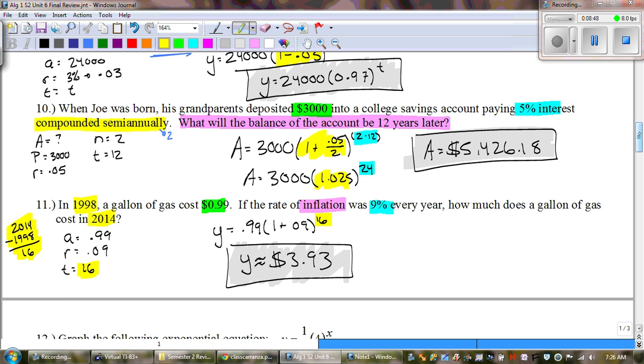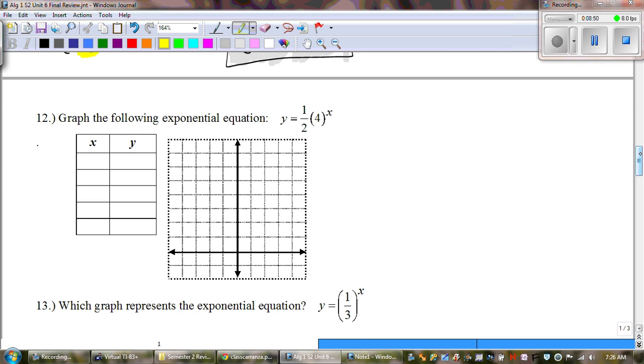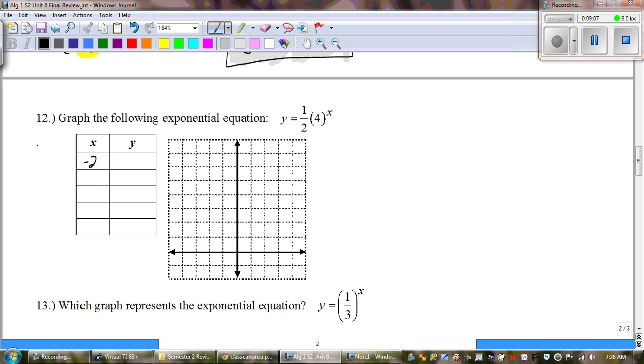All right, on to the bottom. Graph the following exponential equation, y equals 1/2 times 4 to the x power. Now, when we talked about plugging these in, we want to pick 2 negative numbers, 0 and 2 positive. So -2, -1, 0, 1, and 2. That way we can see which side is increasing and which side is decreasing, okay? Because it's either growth or decay. I know what it is by looking at it, but I don't know if you guys do.